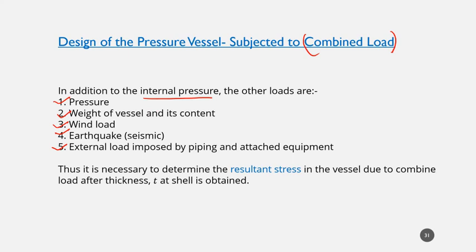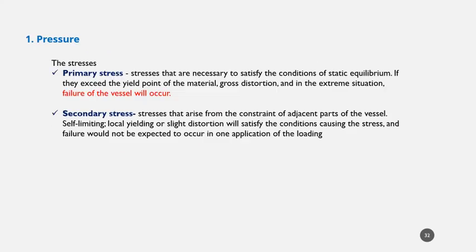Okay, referring to the previous topic that we have learned in designing the pressure vessel, the considerations should take into account the weight load as well. So the list of the loads here refers to the main loads, not the subsidiary loads. This is necessary to determine the resultant stress in the vessel due to the combined load after the thickness of the shell is obtained. Okay, the first is the pressure.